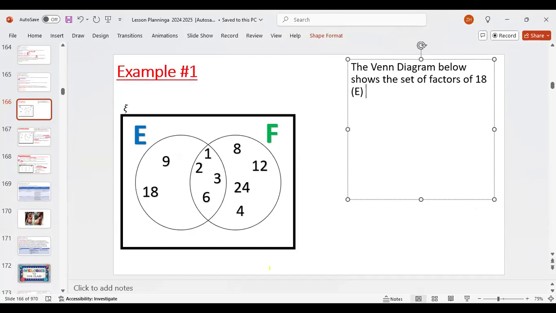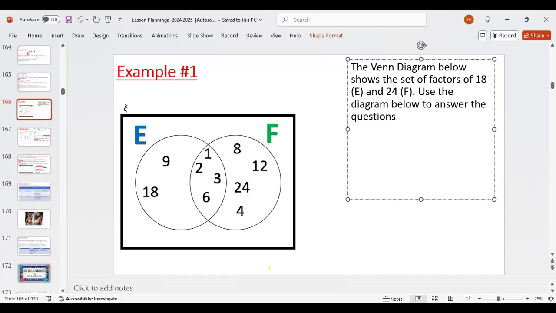Karen, are you writing this down? And 24, which is the factors of, which is gonna be F. Karen, are you there? Where's Karen Gray? Yes, sir. Are you writing this down? Yes, sir. Do you understand so far what we're doing? Yes, sir. Good. So the Venn diagram below shows the set of factors of 18, which is E, and 24, which is F. Use the diagram below to answer the questions.